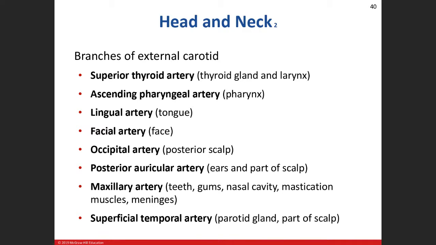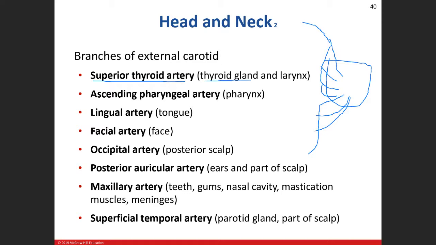And you can see the superior thyroid artery is going to descend. Here's your thyroid gland. It descends upon the thyroid gland and supplies the thyroid gland. We call it the superior thyroid artery because there is another artery that comes up from the inferior portion that supplies the thyroid gland. So this one descends, or it's superior to the thyroid. It's going to supply the thyroid gland and parts of your voice box.